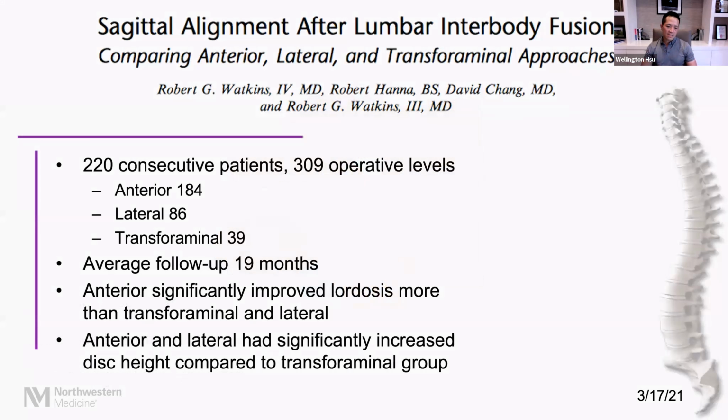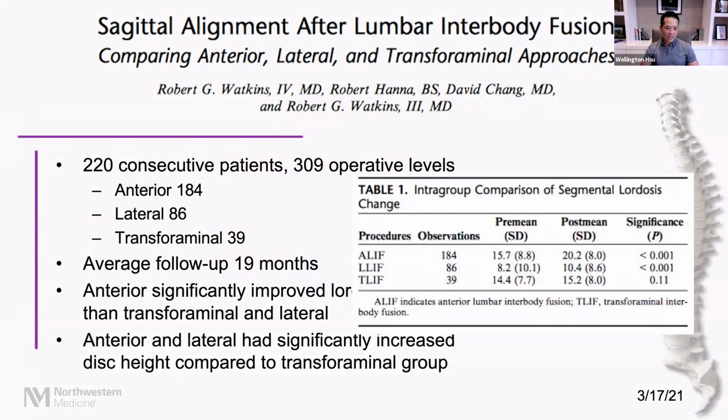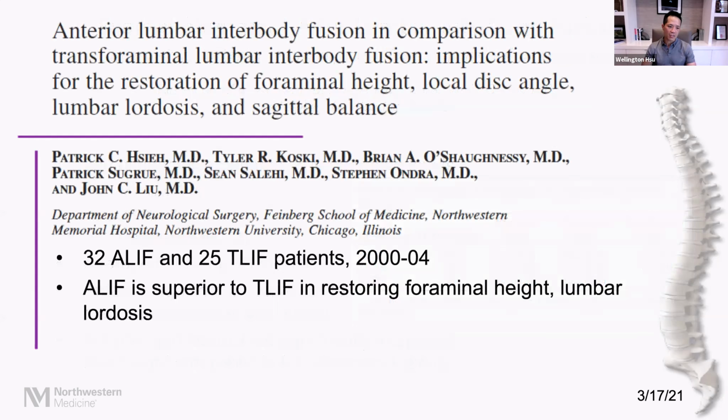This is one study to indicate that anterior surgery recreates lordosis. This is done by the Watkins group, where they looked at patients who had an anterior, lateral, and transforaminal fusion. It was a radiographic study and concluded that anterior significantly improved lordosis more than the comparator lateral and TLIF. Anterior and lateral also had significantly increased disc height, which is not a surprise when we talk about doing a lateral type of procedure. But a TLIF may be more advantageous because it's just a single position, and you're probably doing a quicker surgery because you don't have to turn the patient.